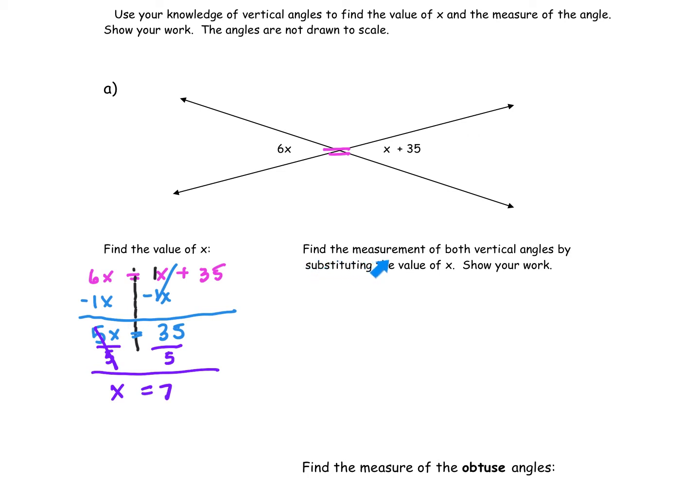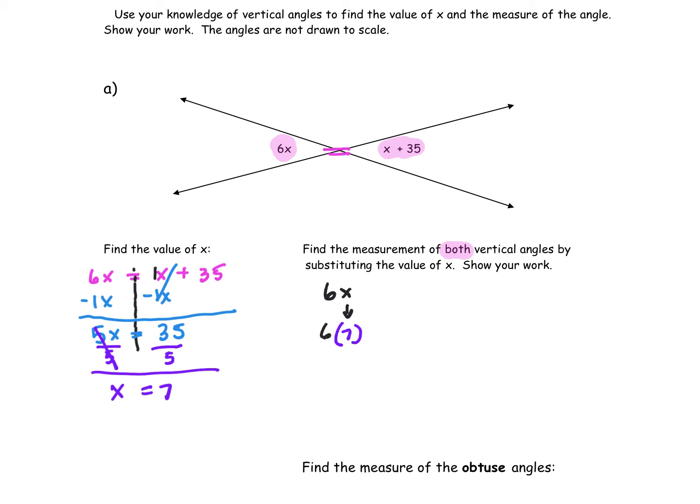Next it says find the measurement of both vertical angles by substituting the value of x. Show your work. And it did mention both. So we want to go back and see what they gave us for both of those vertical angles. So we're going to start with 6x, and we now know that x equals 7. So we're going to replace x, it's called substituting for the variable, with 7.